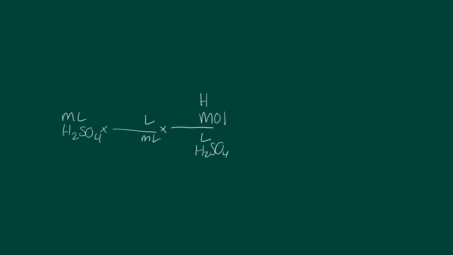Alright, now let's start solving this problem. We have milliliters of sulfuric acid, and we want to get that into liters, so we can just go from milliliters to liters using a simple conversion. And then we're going to go from liters of sulfuric acid to moles of sulfuric acid using the molarity that it gave us in the problem. And I'm specifying that it's sulfuric acid every time, not to be repetitive, but because it'll get really confusing if you don't clarify what molecule you have moles for.